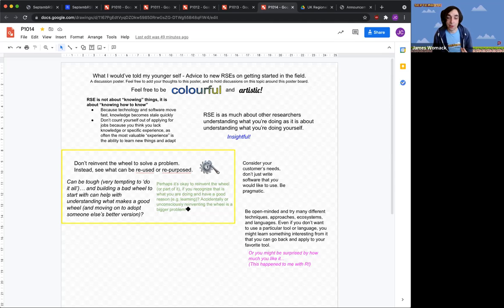The worst situation to be in, and the situation that I have been in the past, is where you accidentally reinvent the wheel because you don't know what's available. And then you find out that there actually exists a really great wheel out there, and you've got your sort of not so great wheel, and you feel like you spent a lot of time working on something where you could have spent your time better on something else. So that's the discussion poster boards.